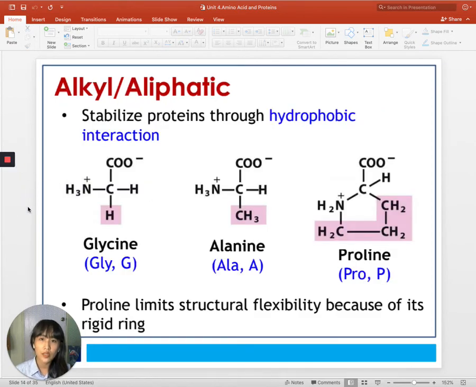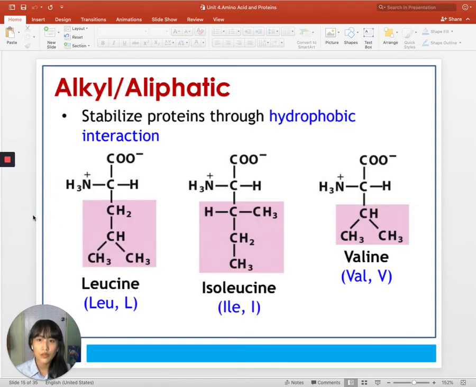So the first one is the alkyl or aliphatic, which is nonpolar. They stabilize proteins through hydrophobic interactions. Examples of alkyl or aliphatic are glycine, alanine, and proline. So you can see here they are nonpolar. And then proline limits structural flexibility because of its rigid ring. Other examples of alkyl or aliphatic are leucine, isoleucine, and valine. As you can see here, the R groups are all nonpolar.